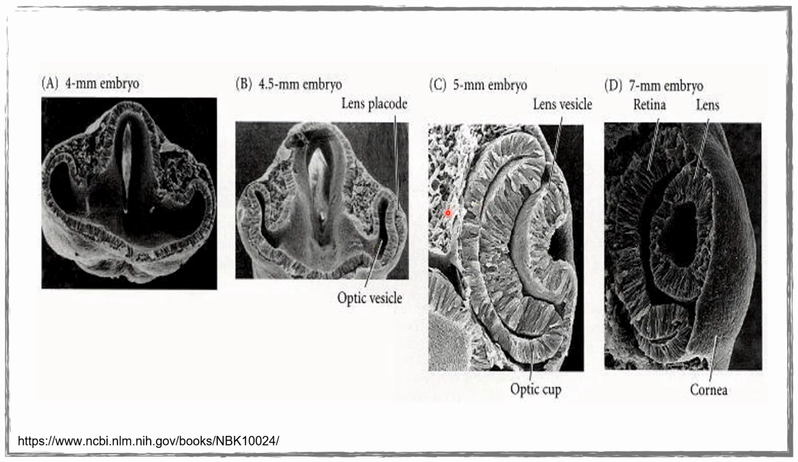So the lens placode, as you can see over here, invaginates towards the optic vesicle. The edges of the lens vesicle pinch off, and then the lens is present in the optic cup. The single layer optic cup has now become double walled, and the lens is present in it.